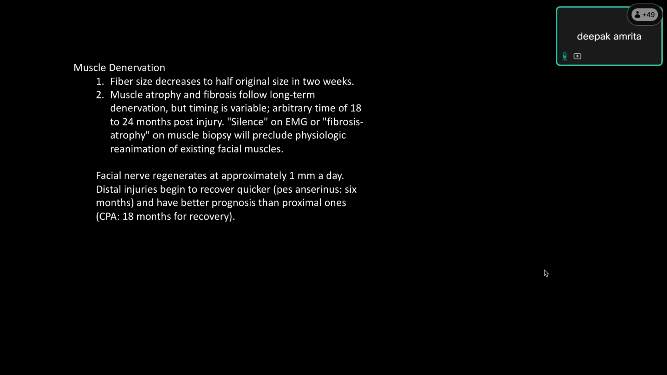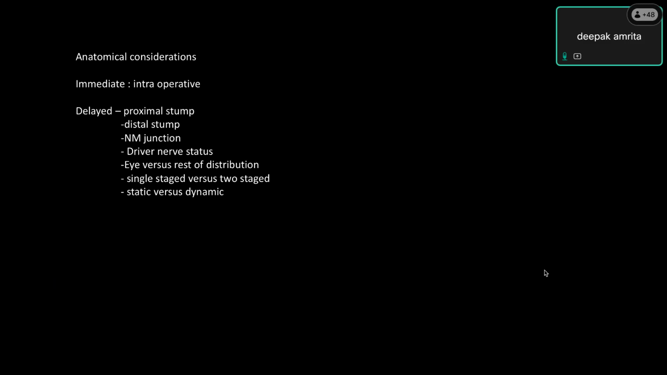And also remember, facial nerve regenerates at approximately 1 millimeter a day. So if your facial nerve damage is distal, closer to the muscle, recovery is quicker, even if you use the nerve graft. But if you have a very proximal damage, like at the cerebropontine angle, it takes about 18 months to recover. So what are the anatomical considerations?